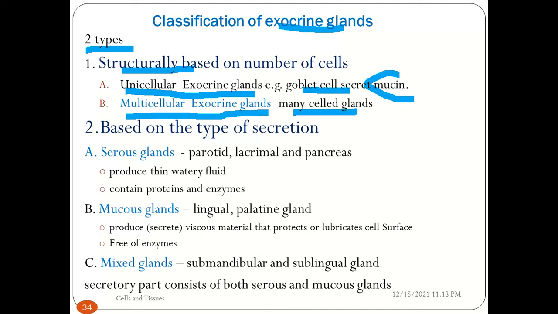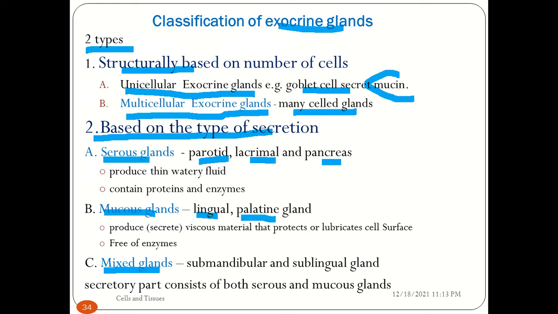But exocrine gland also can be classified based on the type of secretion. The first one is serous glands, the second is mucus glands, the third is mixed glands. Serous glands, examples are parotid gland, lacrimal gland, pancreas. They produce thin watery fluid, containing protein and enzymes. Mucus glands, the organs are lingual gland, palatine gland. They produce viscous material that protects or lubricates their surface. They are free of enzymes.